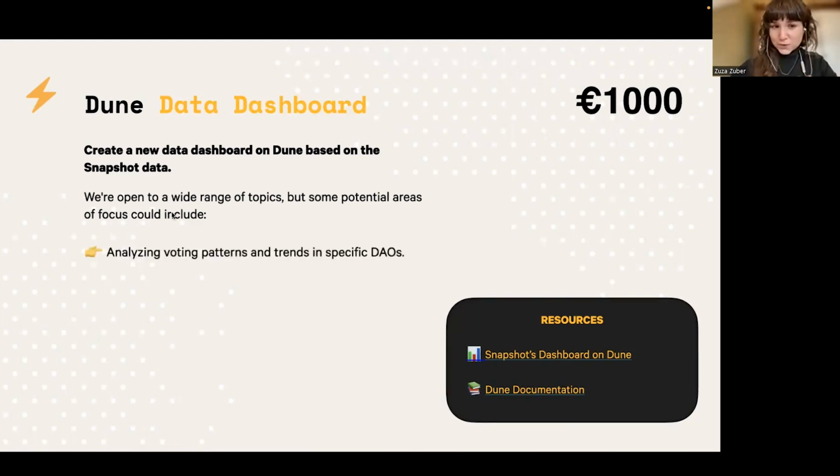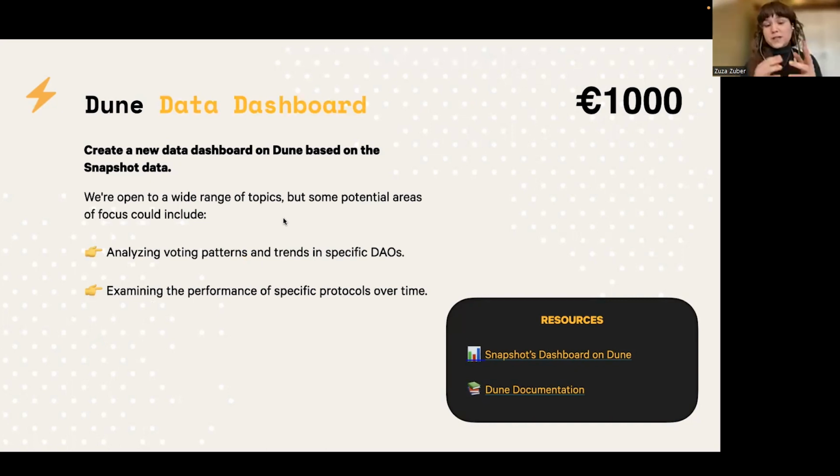Just to give you some directions, you can look at the voting patterns and trends in specific DAOs, a specific category of DAOs, the biggest DAOs, the social DAOs. You can examine the performance of specific protocols over time to look at the historical data.